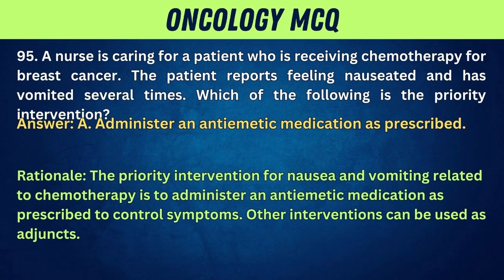Answer: A. Administer an antiemetic medication as prescribed. Rationale: the priority intervention for nausea and vomiting related to chemotherapy is to administer an antiemetic medication as prescribed to control symptoms. Other interventions can be used as adjuncts.